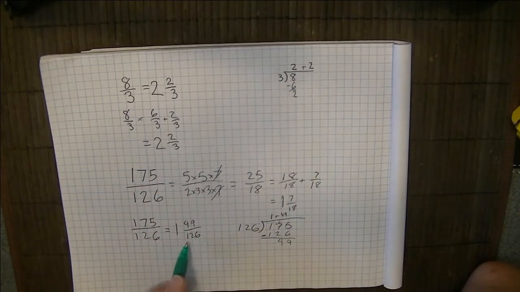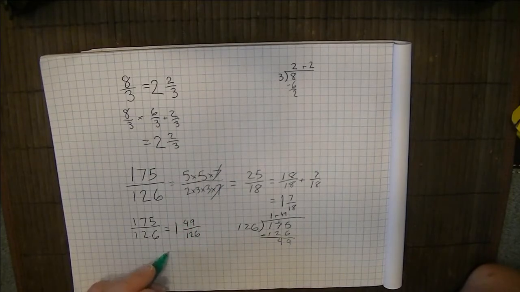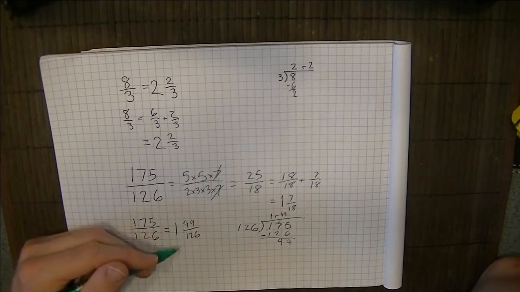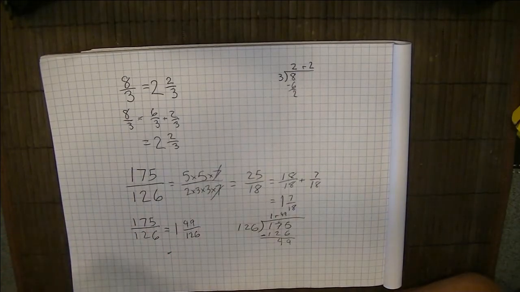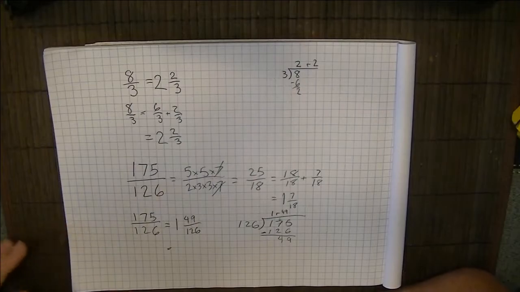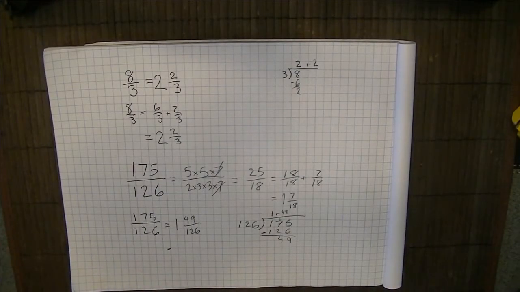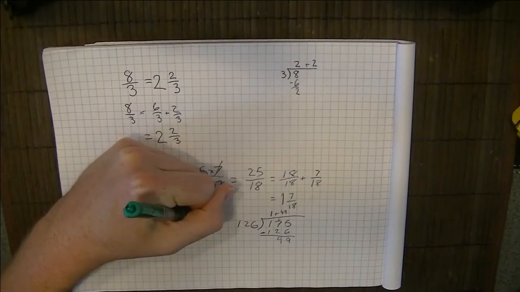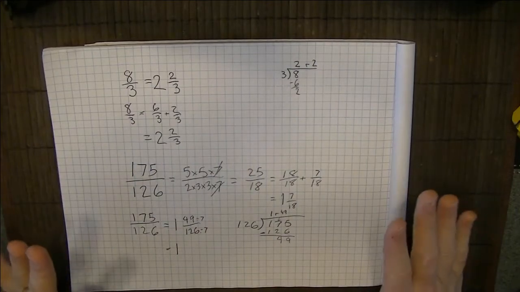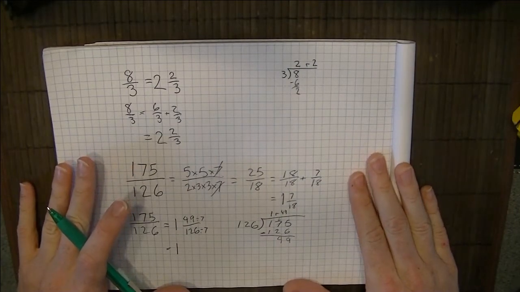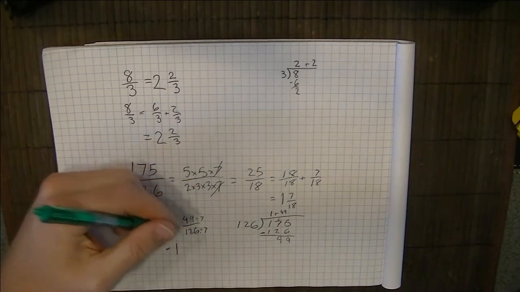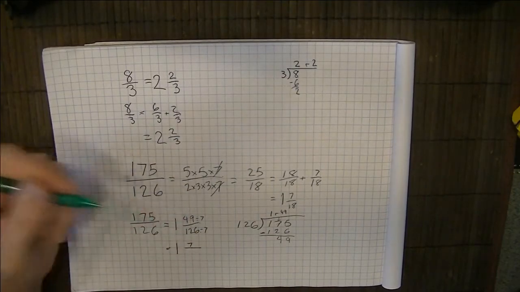Okay, but the problem here is that this is not in lowest terms. And so in order to get this in lowest terms, we're going to have to figure out what numbers go into both 49 and 126. Well, we're a little bit lucky here because 49 is 7 times 7. The only prime number that goes into 49 is 7, so it has to be 7. And it does in fact go into both. So once again, if you haven't practiced your times tables, practice your times tables, okay? That will help you.